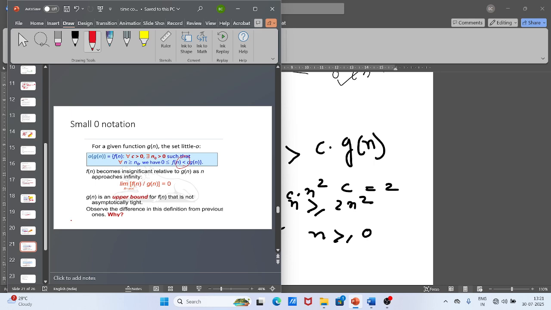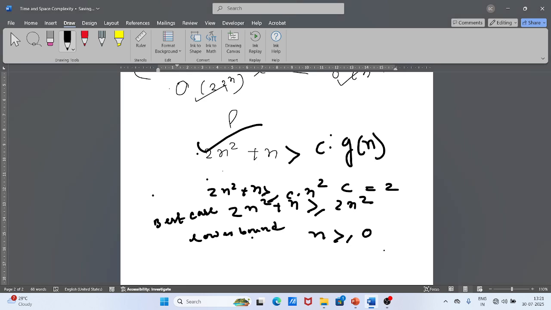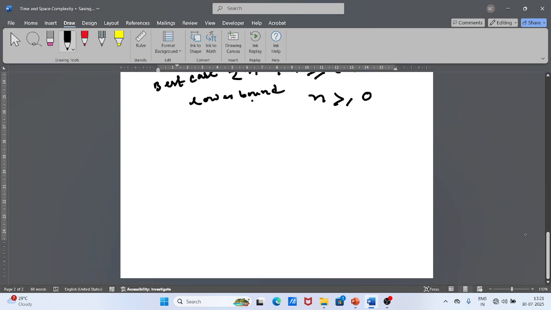Now small o notations. If f(n) is equal to order of g(n), the easy meaning is that f(n) is much slower than g(n) when n becomes very large.